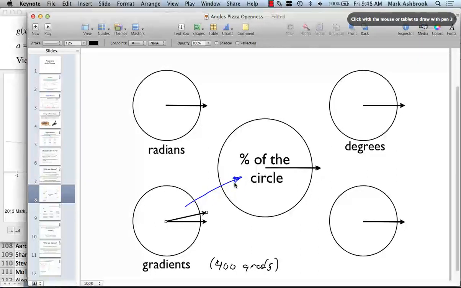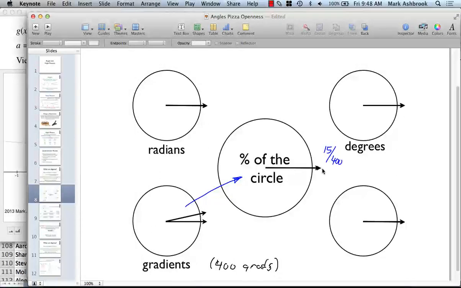Every other unit of measuring angles is based on percent of the circle. So you want to take 15 out of 400, and that gives you what percent of the circle? Did you get it? 3.75%.